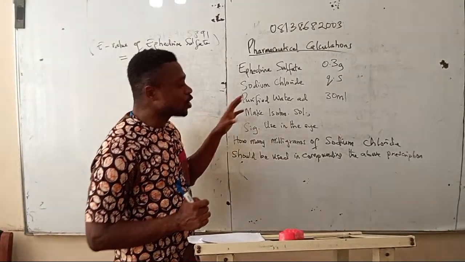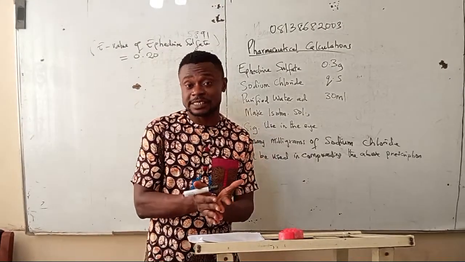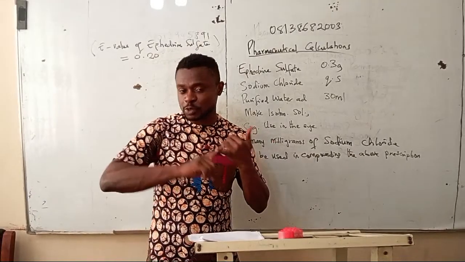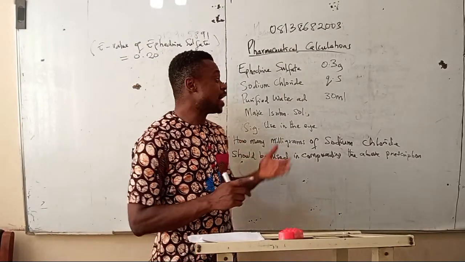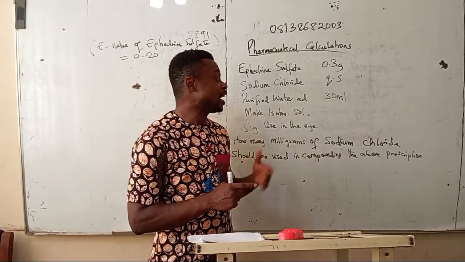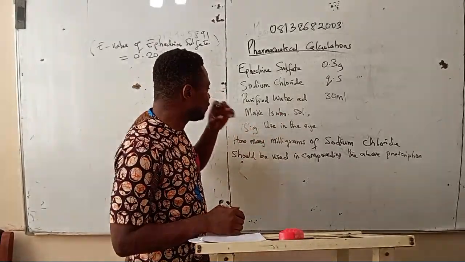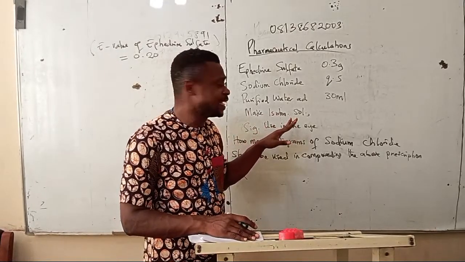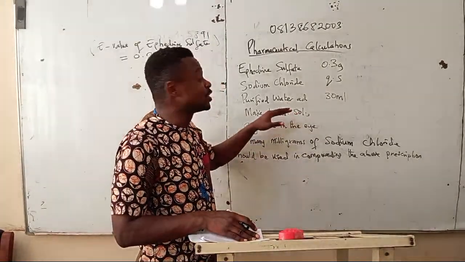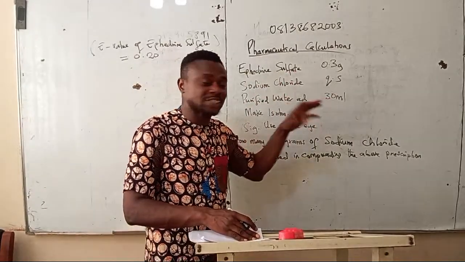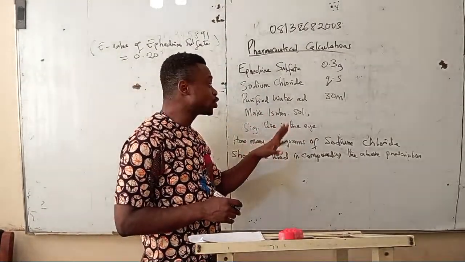Now, for us to solve this question, remember the colligative properties of a solution. We have the osmotic pressure, freezing point depression, boiling point elevation, and vapor pressure depression. But the ones of utmost importance in determining the tonicity of a solution are the osmotic pressure and the freezing point depression. This particular question has to do with osmotic pressure.